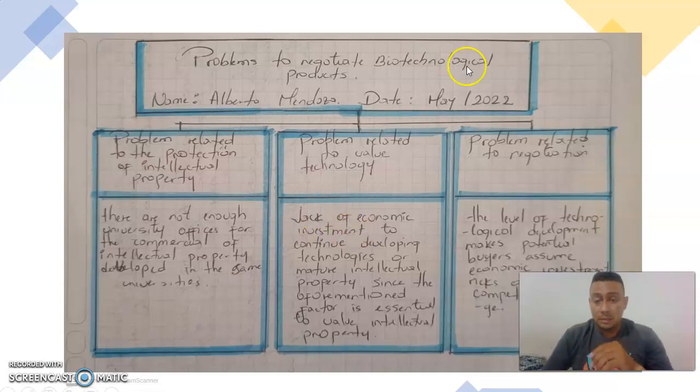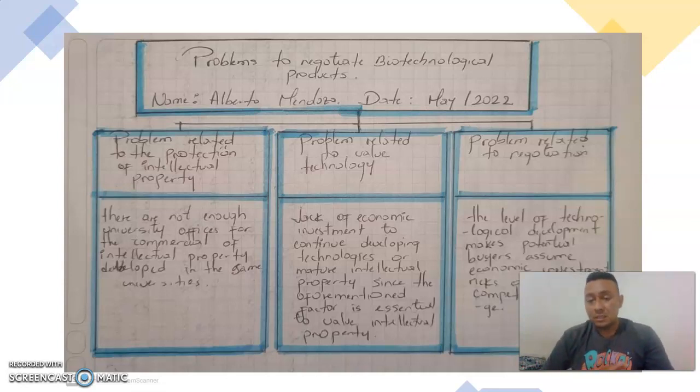My name, the date, May 2022. The first problem is related to the protection of intellectual property. My answer is there are not now university offices for the commercial and intellectual property developed in the same university.